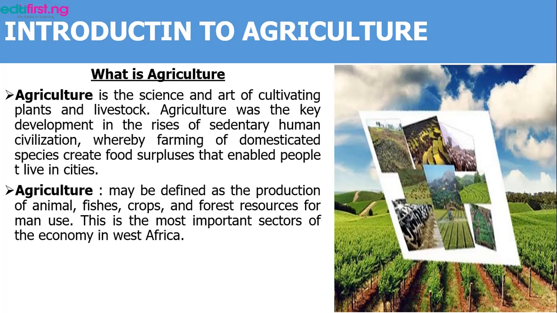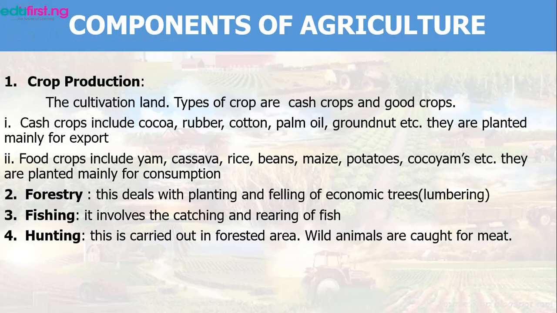Now let us move to the components of agriculture. We have four: crop production, forestry, fishing, and hunting. What is crop production? This is basically the cultivation of land. We have two types of crops, which are cash crops and food crops. Cash crops include cocoa, rubber, cotton, palm oil, and groundnuts, and they are planted mainly for export. Food crops include yam, cassava, rice, beans, maize, potatoes, etc., and they are planted mainly for consumption.